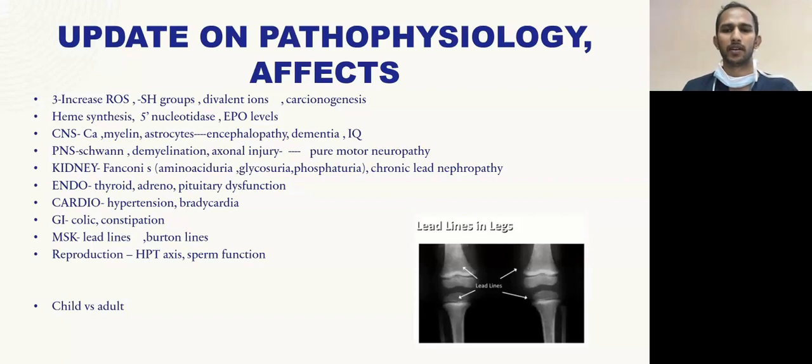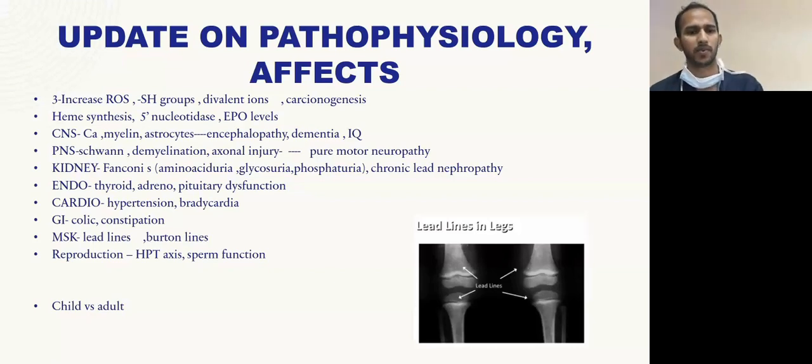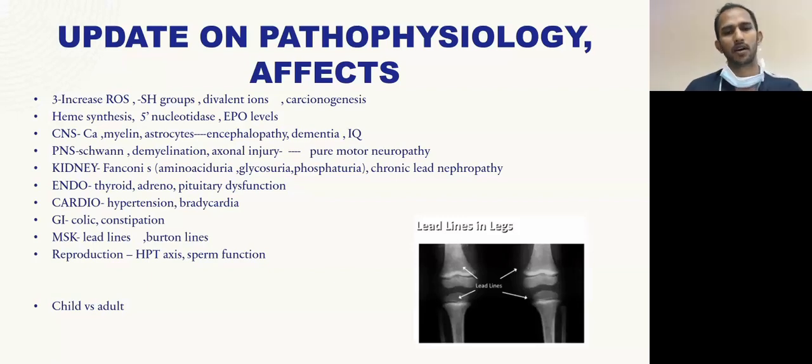which makes them inactivated. It competes with other divalent ions like calcium and magnesium, and there is a role in carcinogenesis also. It causes anemia at multiple levels, so it is multifactorial. It decreases heme synthesis by inhibiting the delta-ALA dehydratase and ferrochelatase enzymes.